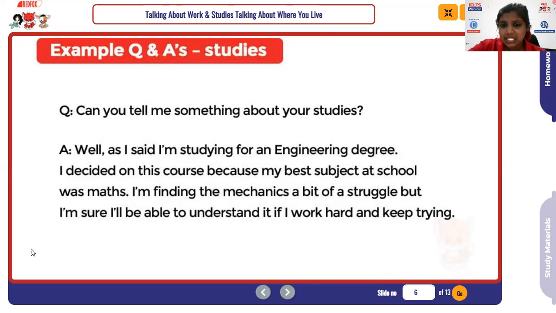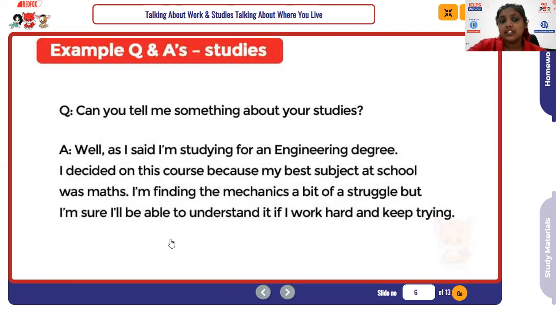I'm finding the mechanics a bit of a struggle, but I am sure I'll be able to understand it if I work hard and keep trying. So please do not answer your task one so elaborately. You can have this for your task three probably.